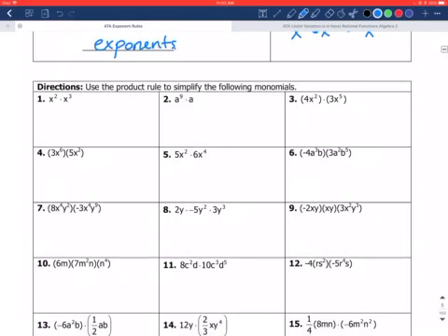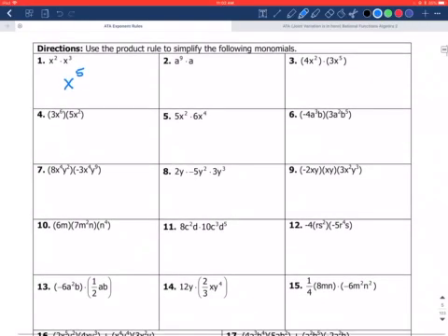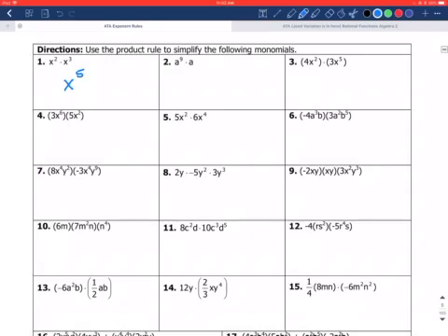So for product rule, we are going to add these. The variables are the same, so we're going to add up top. That'll be x to the 5th. Skipping down to number 4, we're multiplying here. So with our coefficients, again, we just multiply them. 3 times 5 will give you 15. And then for our exponents, you will add them. So our exponents are 6 and 2. We add them to get 8.